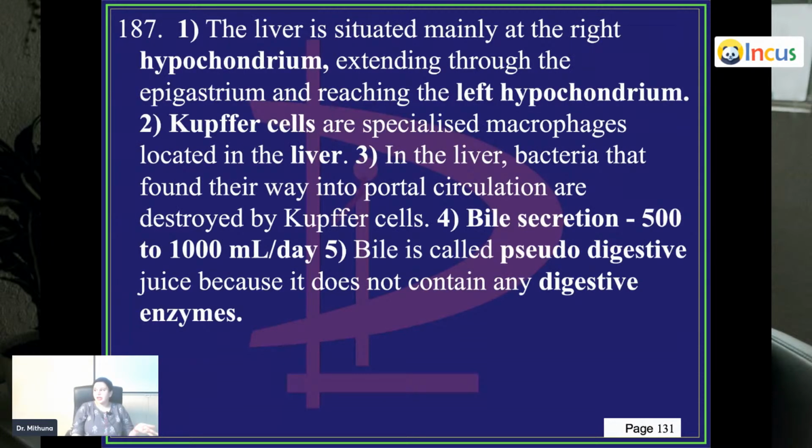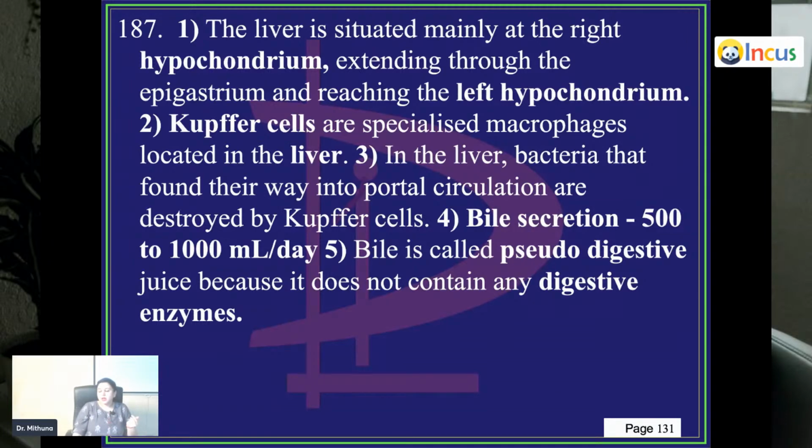The liver is situated mainly in the right hypochondrium, extending through the epigastrium and reaching the left hypochondrium. I've already told you that, and I've shown you in the picture. Then Kupffer cells, I've told you, are the policemen, the macrophages of the liver. In the liver, bacteria that have found their way into the portal circulation are destroyed. All the bacteria that have entered from the intestines into the portal system, all this portal venous blood rich with nutrients and bacteria coming from the intestine, are killed by the Kupffer cells. The minerals and vitamins are absorbed and sent back to the systemic circulation, but any bacteria which enter the portal system are destroyed in the liver by these Kupffer cells.